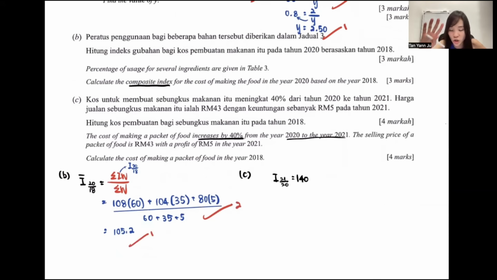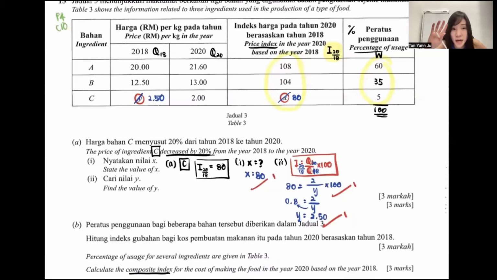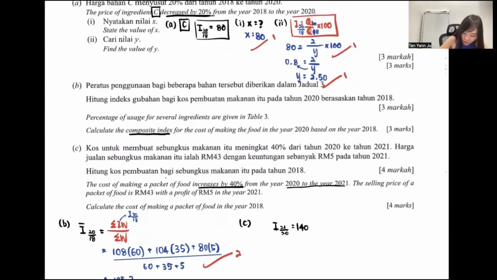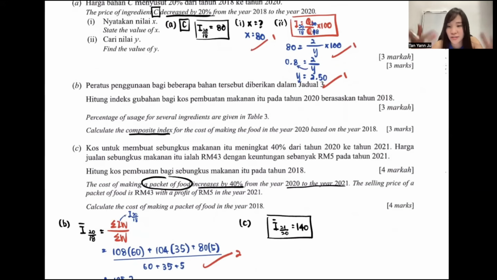But guys, you shouldn't just write like that. Because this increase by 40% is not ingredient A, B, C. They're talking about a packet of food. So a packet of food is what? Everything. Then it's not I, then it's I dash. Remember, I is price index for a single item. I dash is price index for overall, like everything. So now it's for everything.